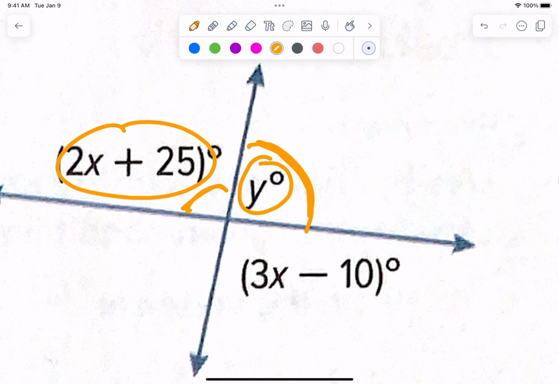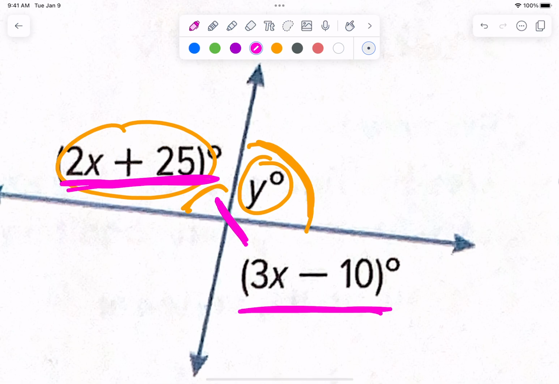Those two would also be supplementary, right? The 3x minus 10. This one and this one, do those add up to 180? No, they equal each other. Why do they equal each other? These two angles. Why do those two angles equal each other?